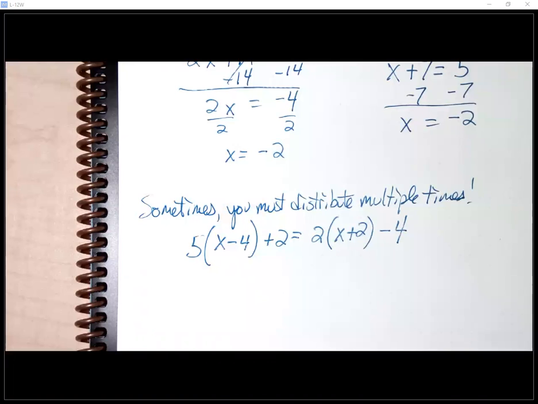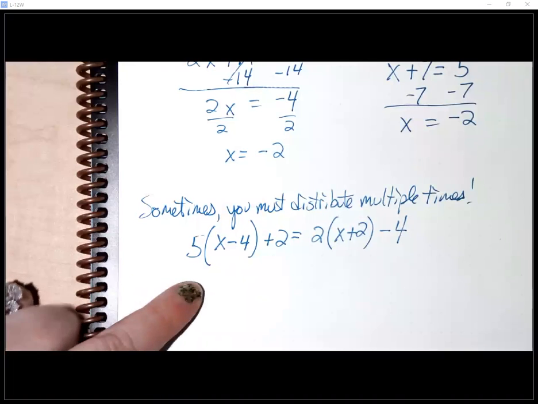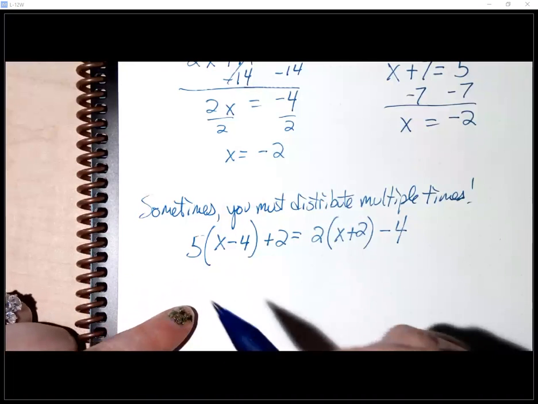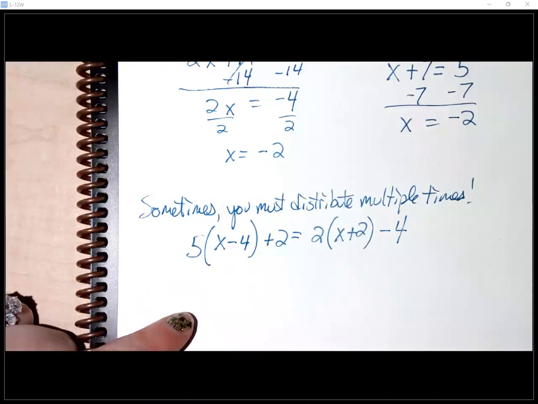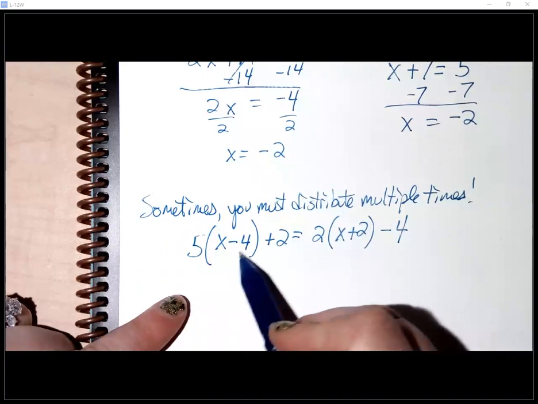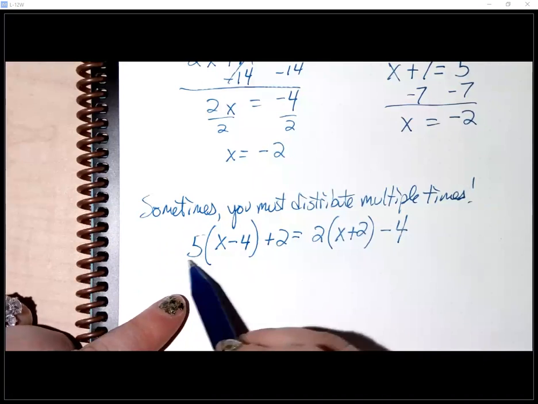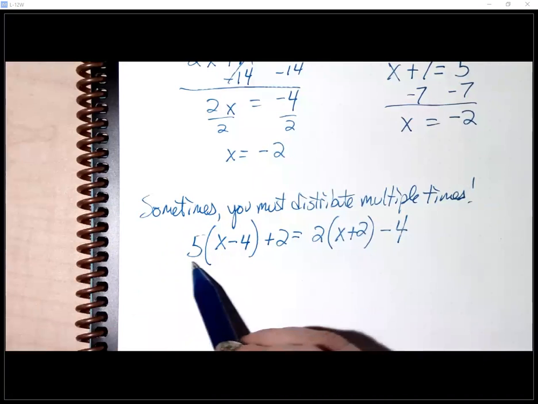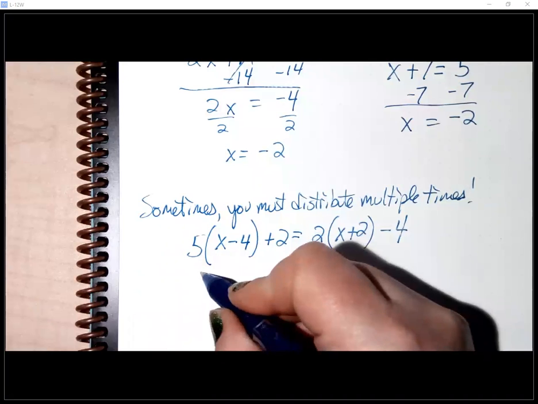All right, this one I have to distribute, and I have to distribute not once, but twice. So we're just gonna go piece by piece. You ready? So let's distribute the first one. What do I get when I multiply 5 into x minus 4? You distribute that through, what comes out? 5x minus 20. You got it, 5x minus 20.